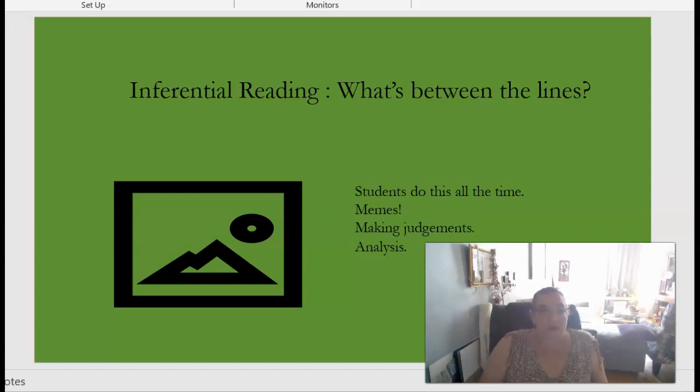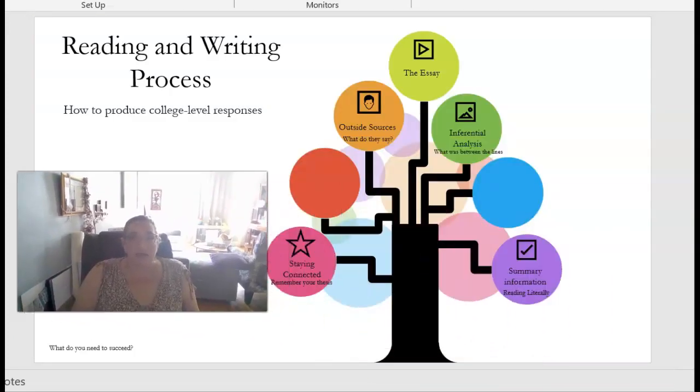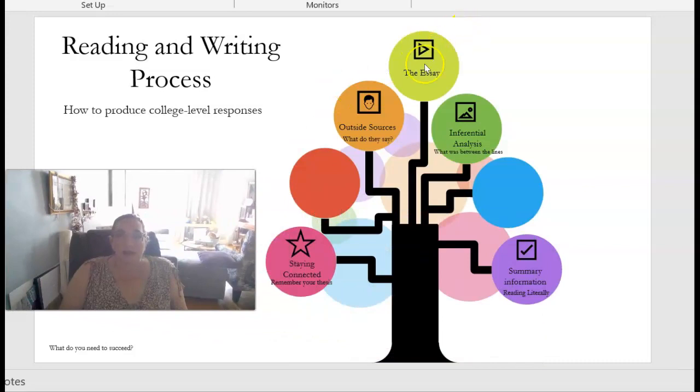So let's just look at it one more time. How do we keep it all connected? We bring it all together in this tree, right? Again, we have the essay. We start with summarizing. We do this inferential analysis. These are all the outside sources, and remembering to keep it all connected. So it all goes back to this central thesis, this thing that's holding up your paper, what your paper is discussing. Present your ideas in an objective way, but sometimes your bias might come through.